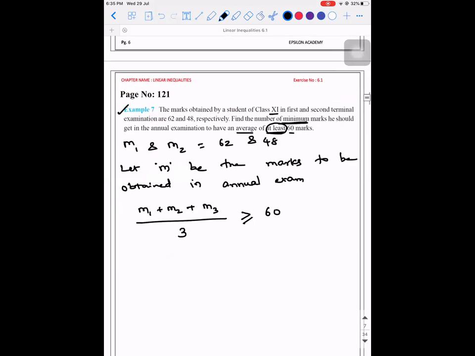Sir, why did you take 3 subjects, sir? Not 3 subjects, 3 exam marks. Yes, sir. Why did you take 3 exam marks, sir? Because we need to find the minimum marks he should obtain in the annual exam to have an average of at least 60. Sir, the average is calculated at the end, but the annual mark is only 2, no, sir. If you have 2, then take the average of 62 plus 48 by 2, how much is it? So you mean to say 68 plus 48 by 2 is greater than 60? That doesn't make sense, no?